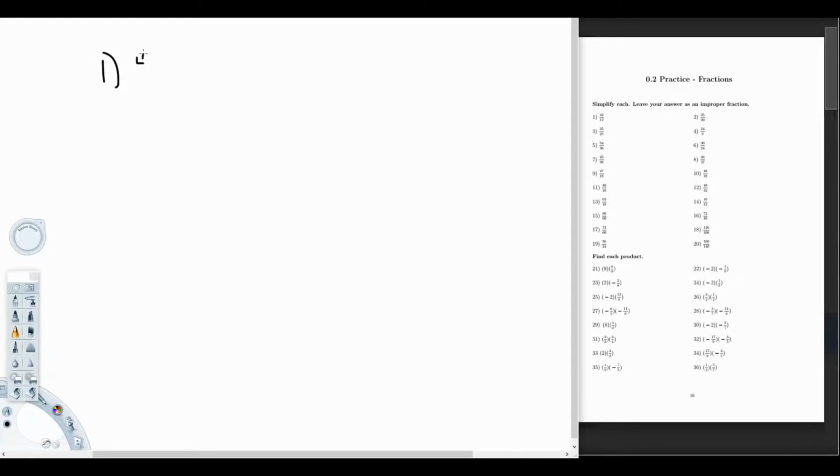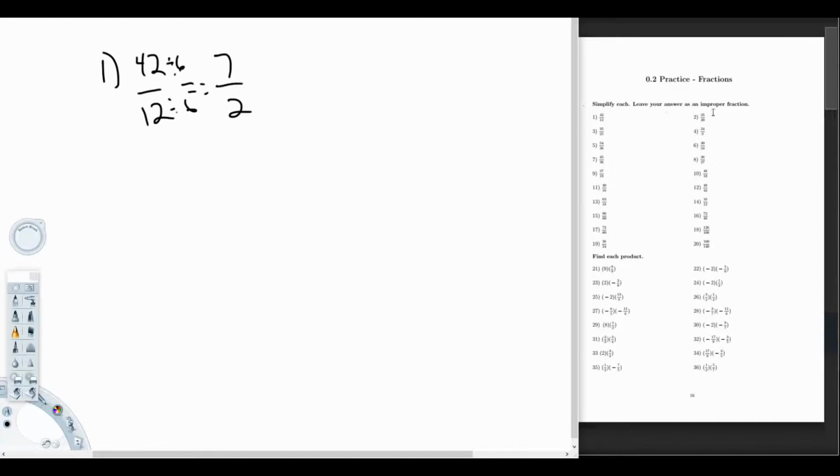All right, and that's 42 divided by 12. Now it says here, simplify each. What they're saying by simplifying is reduce these numbers, divide them as much as you can so you can't divide them anymore. There you go. So this 42 can be divided by 6, this can be divided by 6, equals 7 over 2. I think that's good.